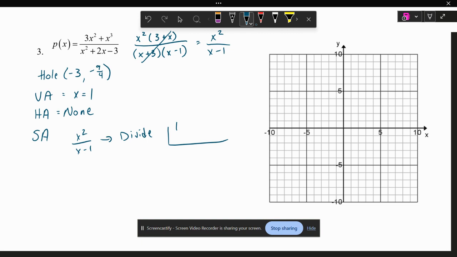So that's my x squared, and then 0x and 0. And then my bottom would become a 1. X minus 1, you'd solve it out, and you get x is equal to 1. That goes on the outside. Drop your first, multiply, drop, multiply, drop. This right here is your remainder. It does not matter. What you have here is the equation y is equal to x plus 1. That is your slant asymptote.